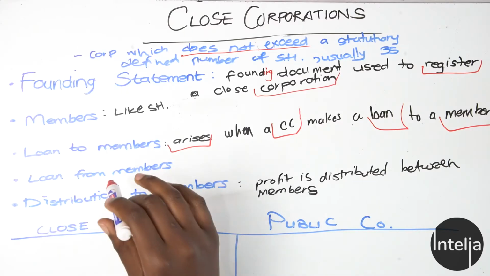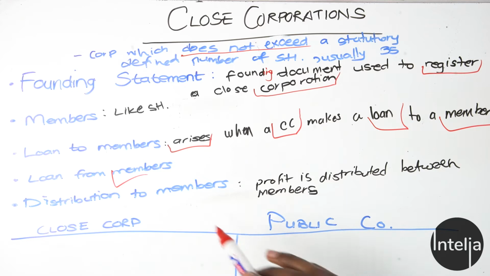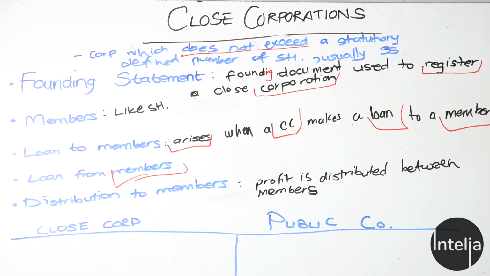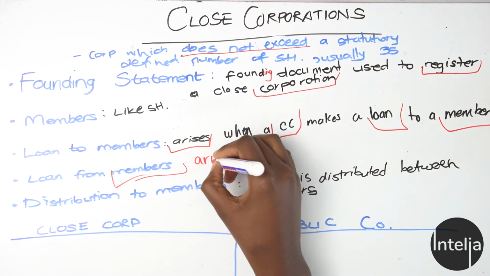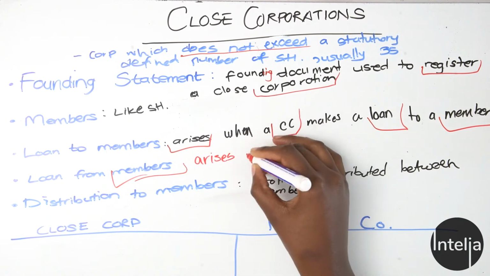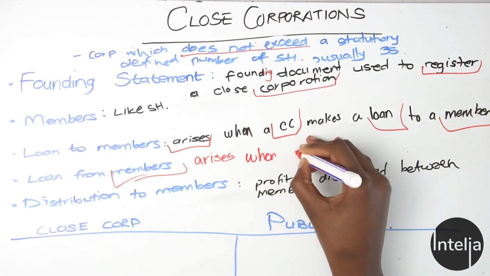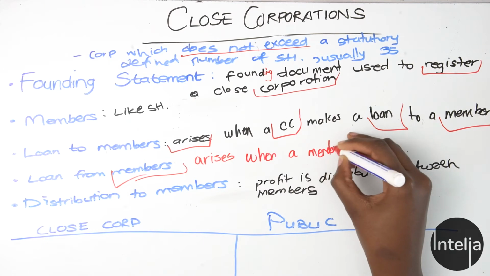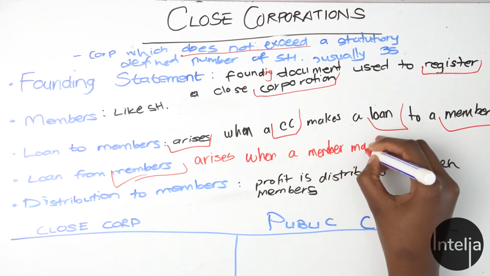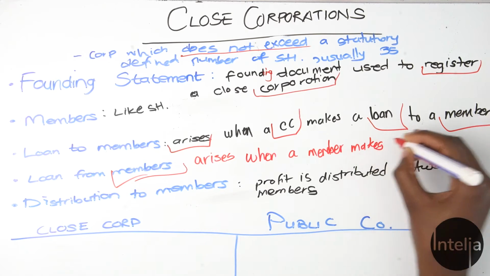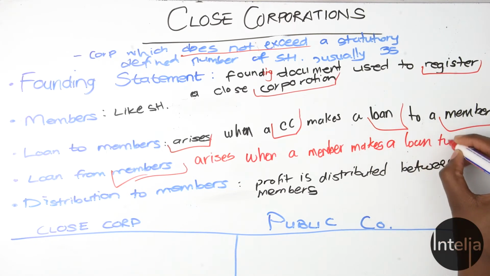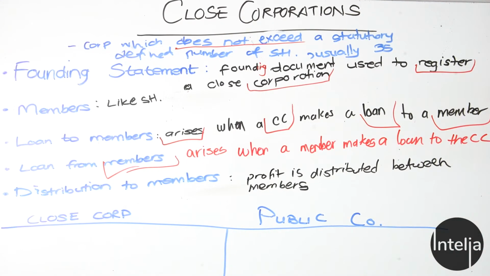A loan from the members is similarly just the opposite, right? It arises when a member makes a loan to the CC, right? To the closed corporation.